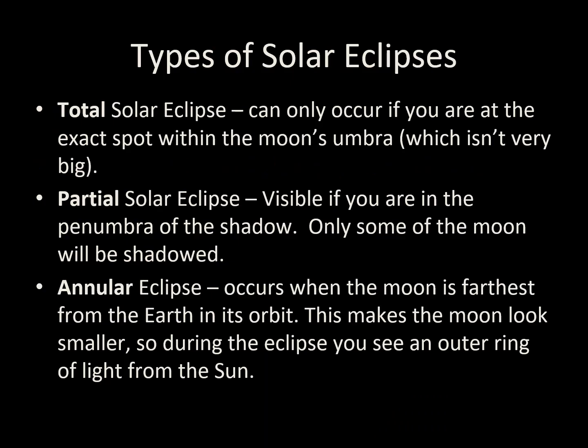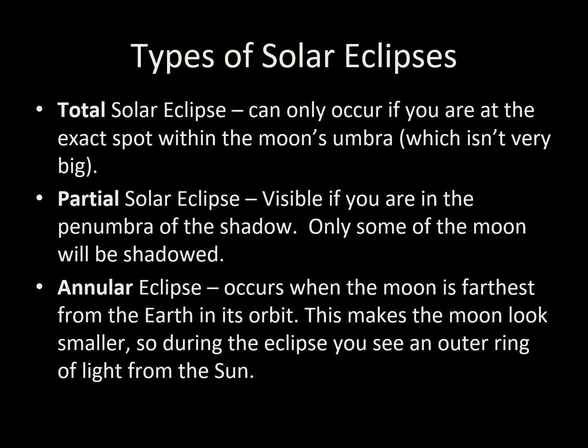All right, a couple little things to remember. A total solar eclipse can only occur if you're at the exact spot within the moon's umbra, which isn't very big. So that's the reason you have to be on a certain place on Earth to see a total solar eclipse. You can only see it in certain places at certain times. A partial solar eclipse is visible when you're in the penumbra shadow. So only some of the moon will be shadowed. So we'll see it'll block part of the sun, but not the whole sun.